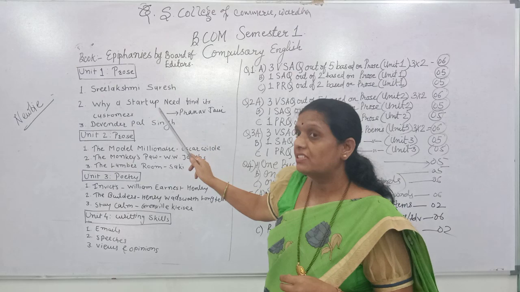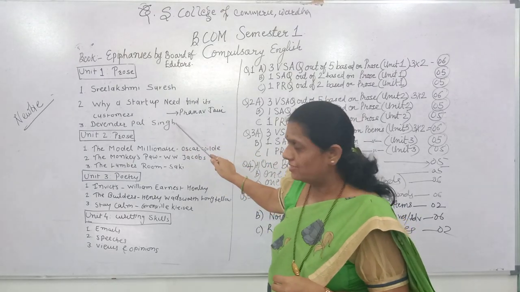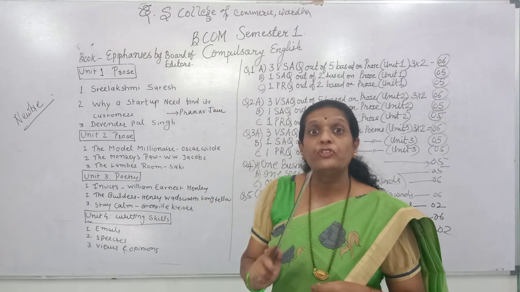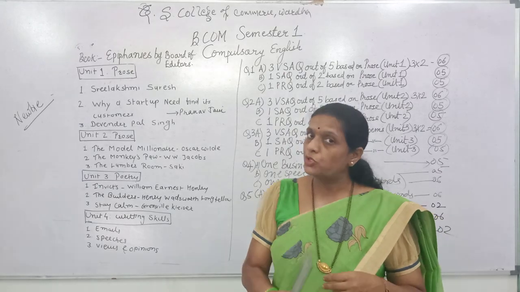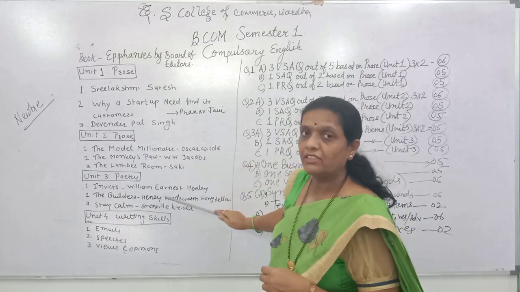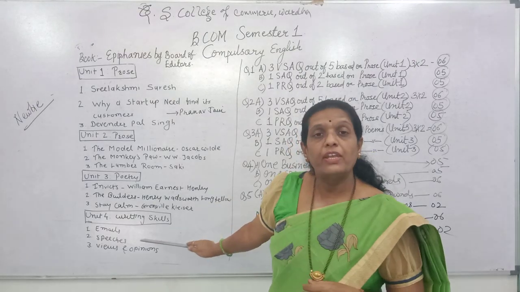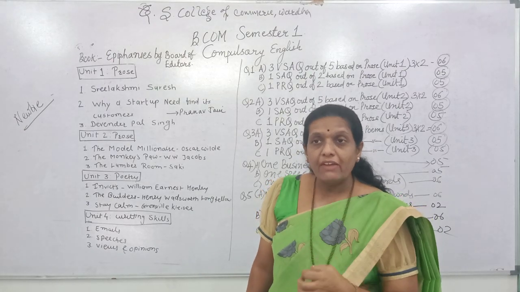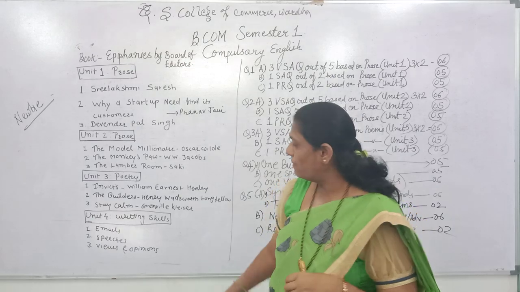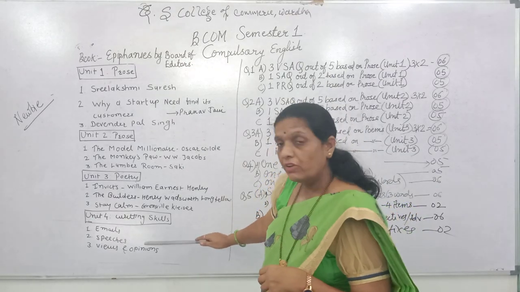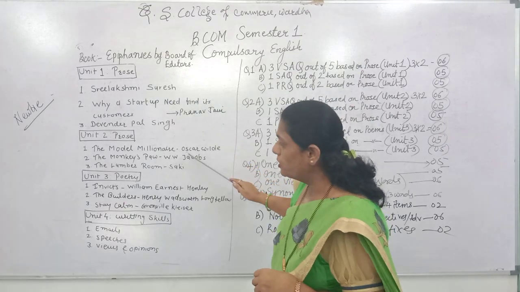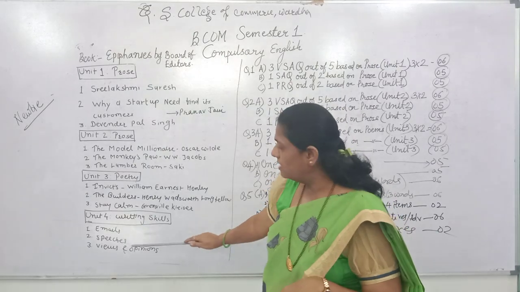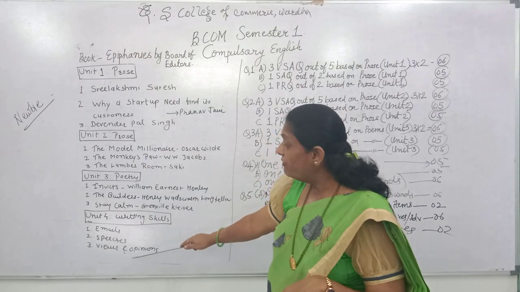You will see a common thing here. Unit number 1 has 3 lessons, unit number 2 also has 3 lessons, and unit number 3 has 3 poems. The difference between units 1, 2 and 3 is that two are story units and the third one is poetry. Now the fourth one includes the writing skills. Whatever you have learned up to now in writing would come under unit number 4. Each unit, that is unit 1, 2, 3 and 4, carries equal marks, that is 16 marks. Unit 4, the writing skills, includes emails, speeches and views and opinions.